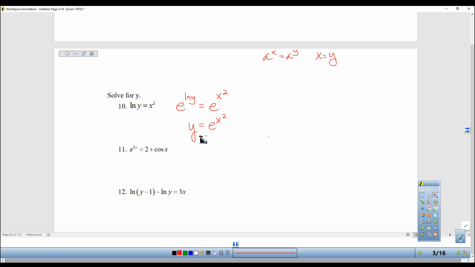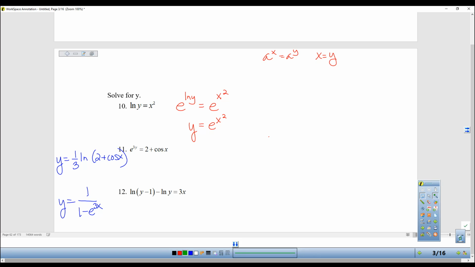Sometimes I'll see people put that 2 out in front. That is only true for logs, those rules. Not true for this one. I will quickly write the other 2 answers up in case you'd like to try it on your own, which is always a good thing. And then I'll do the problems out. And y is equal to 1 over 1 minus e to the 3x.